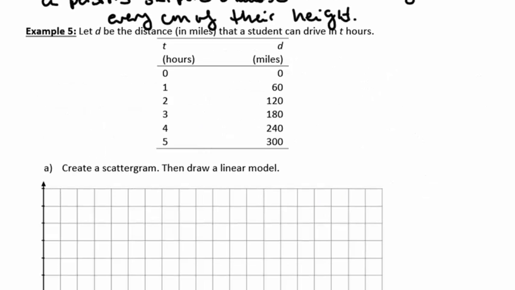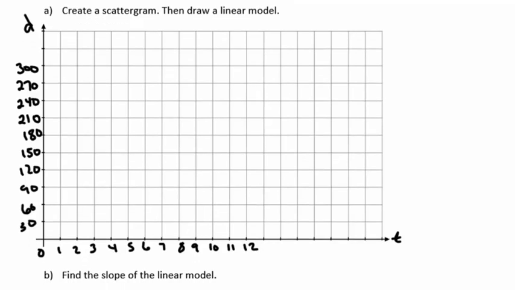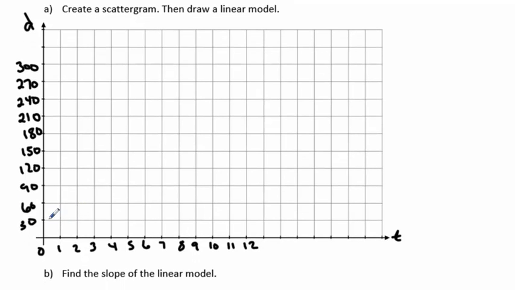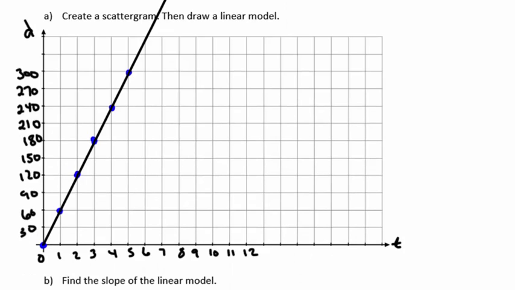In example 5, D is the distance in miles that a student can drive in T hours. We've got a table here and we want to draw a scattergram first. After looking at the values of T and D, it becomes apparent that a good scaling for T would increment by 1 and a good scaling for D is going to increment by 30. Draw your points and connect them with a straight line.